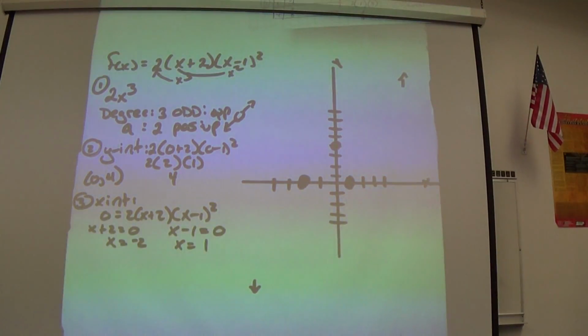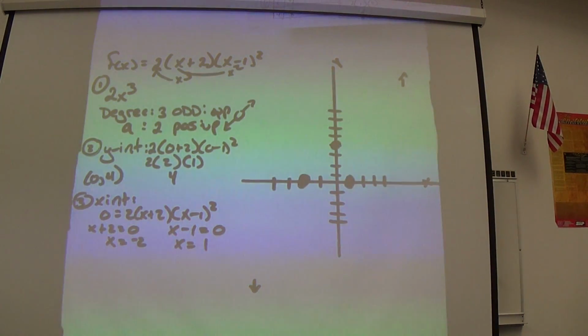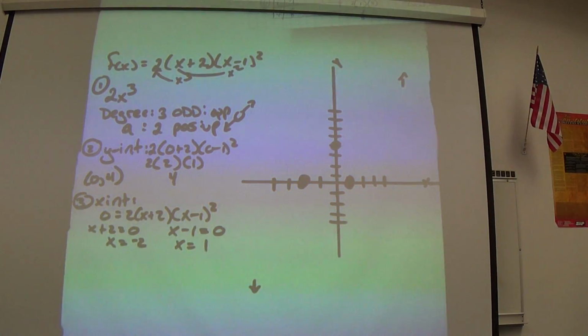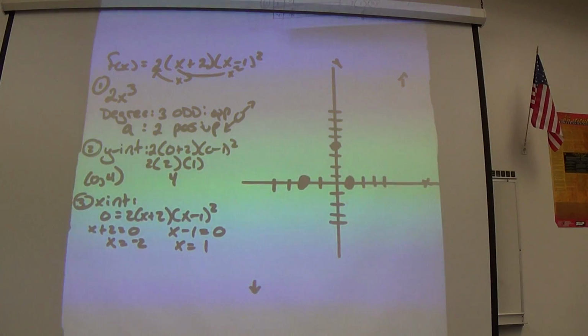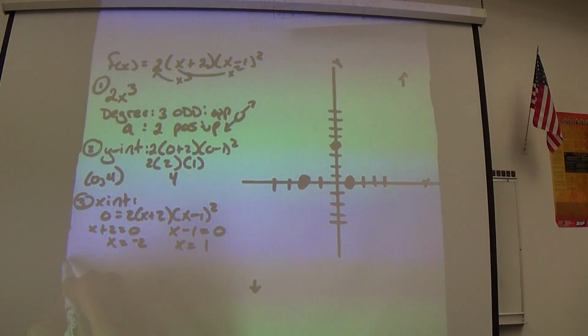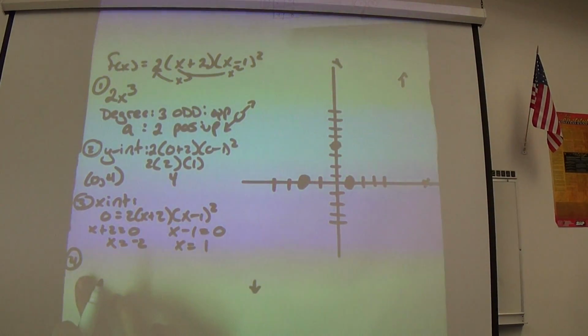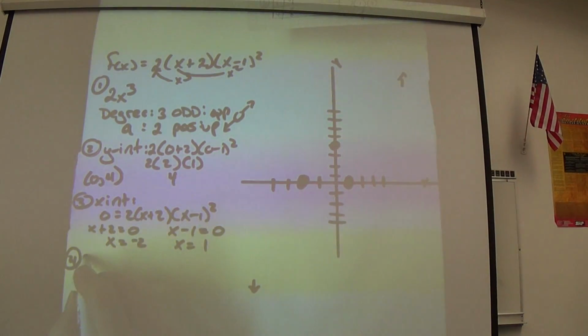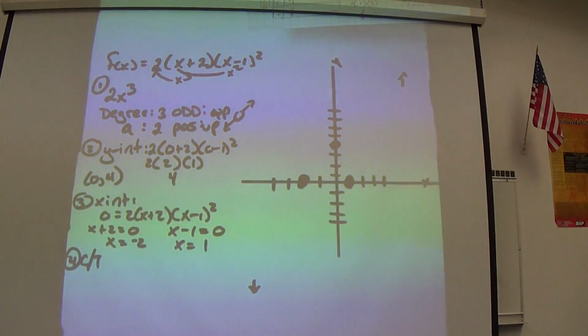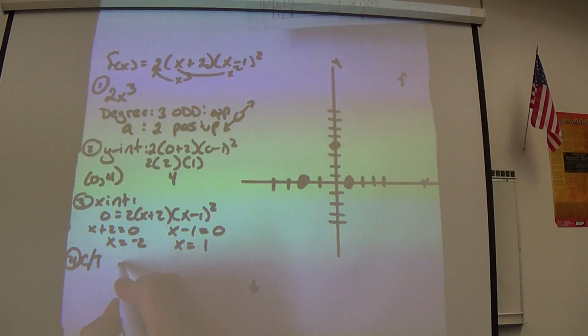Are we still good? So now my next part is the new part. My next part is, do you cross there, or do you just simply touch it, turn around, and come the other way? And again, that goes on my multiplicity. So for step number 4, I'm looking for, does it cross or touch? And that's based on the multiplicity.